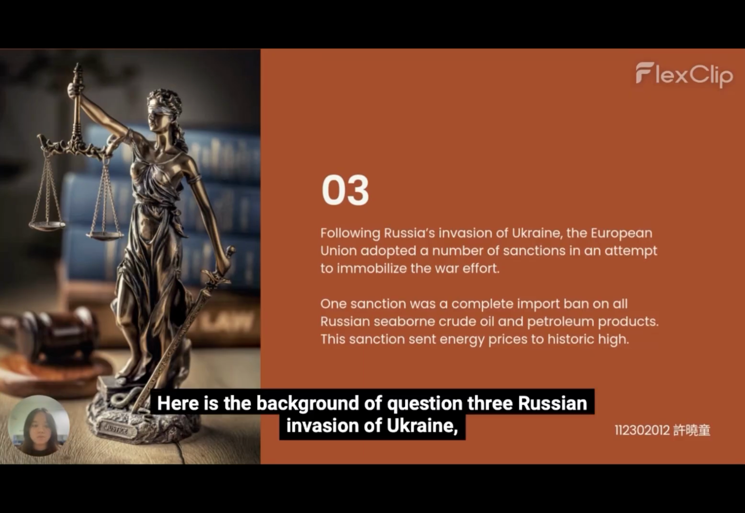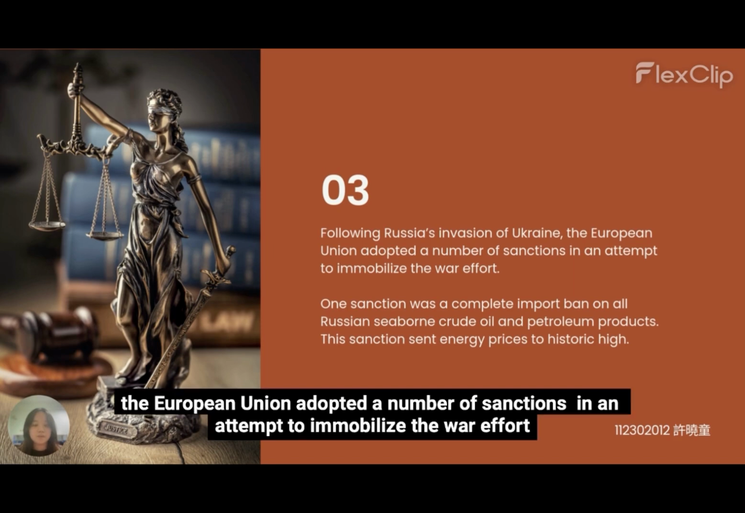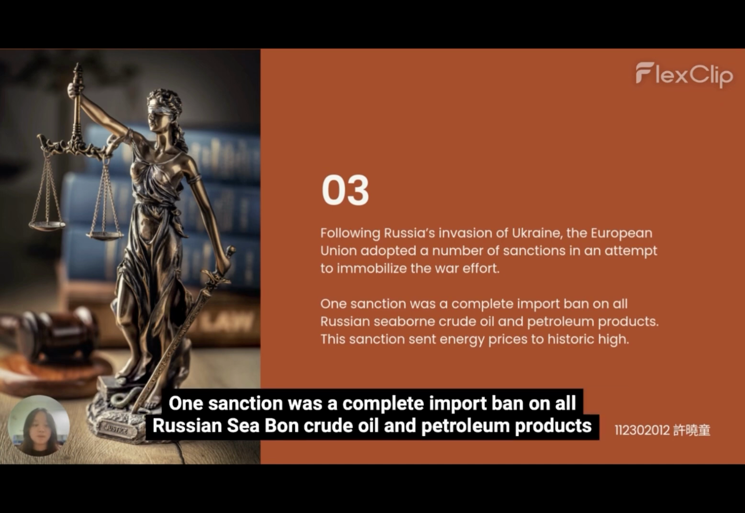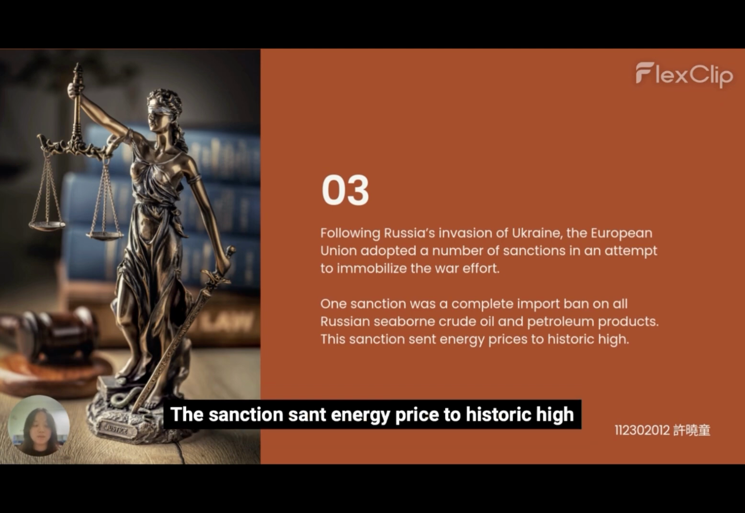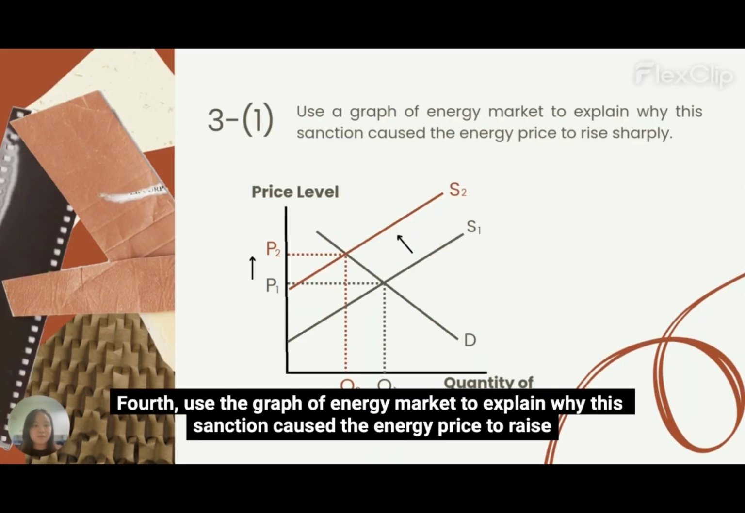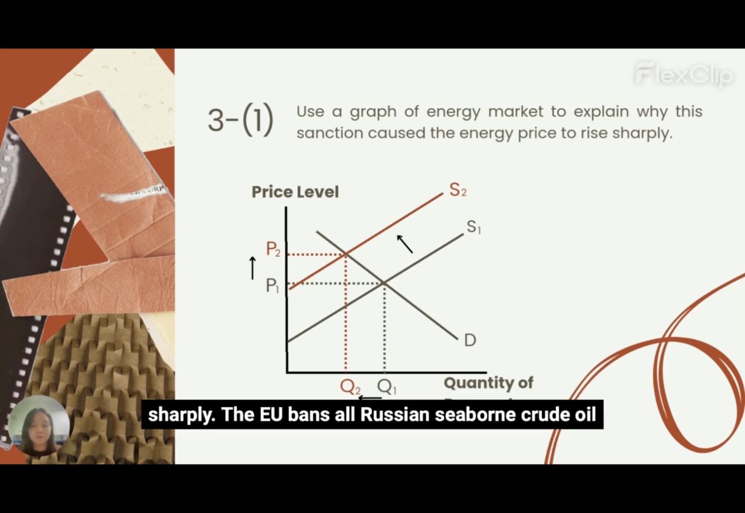Here is the background of question 3, Russian invasion of Ukraine. The European Union adopted a number of sanctions in an attempt to undermine the war effort. One sanction was a complete import ban on all Russian seaborne crude oil and petroleum products. The sanction sent energy prices to historic highs. First, use the graph of the energy market to explain why this sanction caused the energy price to rise sharply.